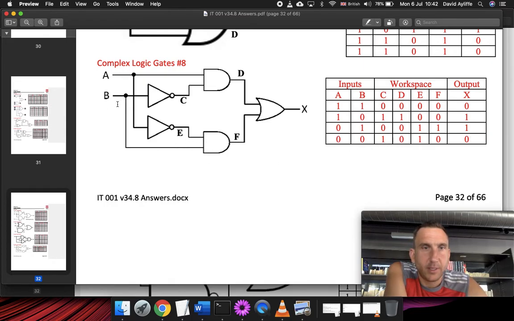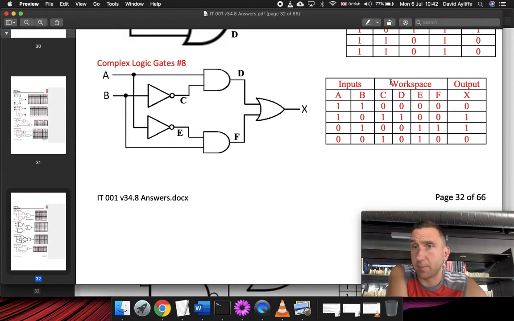F is B and E. So B and E: 1 and 0 is 0, 0 and 0 is 0, 1 and 1 is 1, and 0 and 1 is 0. And the output is a simple OR gate of D and F. 0 or 0 is 0, 1 or 0 is 1, 0 or 1 is 1, and 0 or 0 is 0. So far so good, I think.